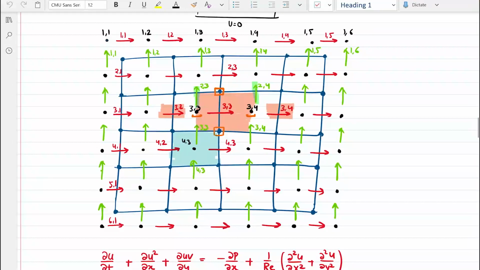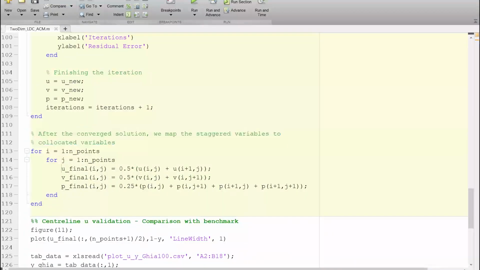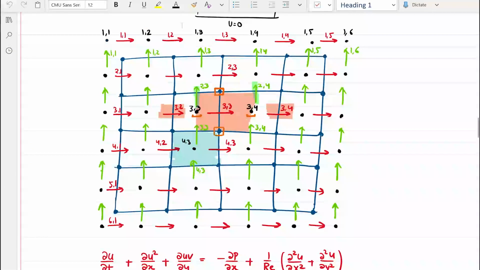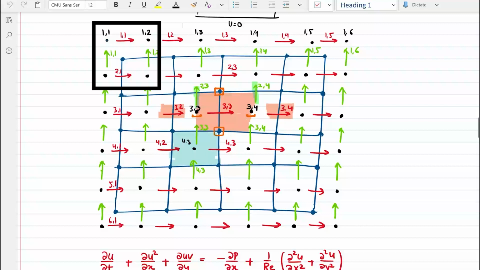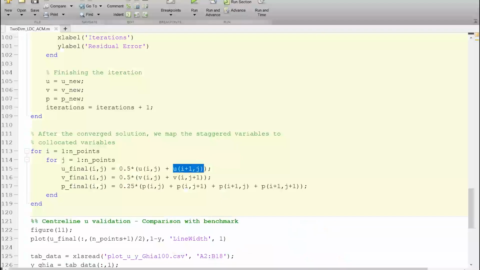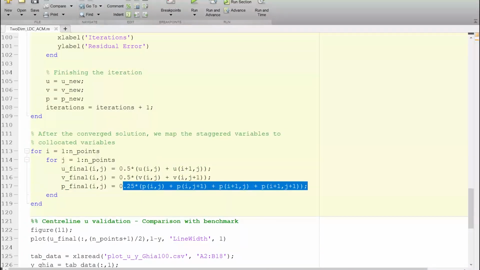So if I want to write that in a computational way, I have to say that u final i,j is half of u i,j plus u i+1,j. And the same process is done for the v velocity, that is, it is interpolated from the column staggerment here. And similarly, the pressure at this particular point is obtained from the surrounding 4 pressure values, that is i,j, i,j+1, i+1,j, and i+1,j+1. So it is a quarter of the surrounding pressures.